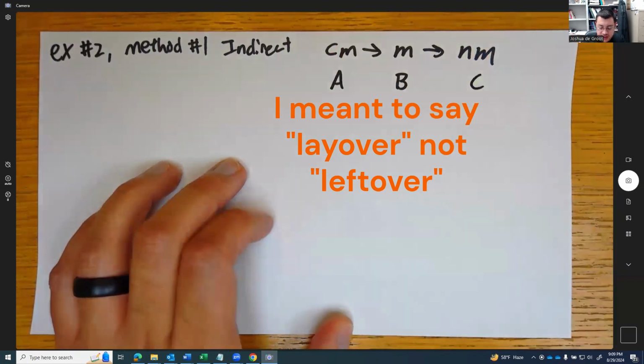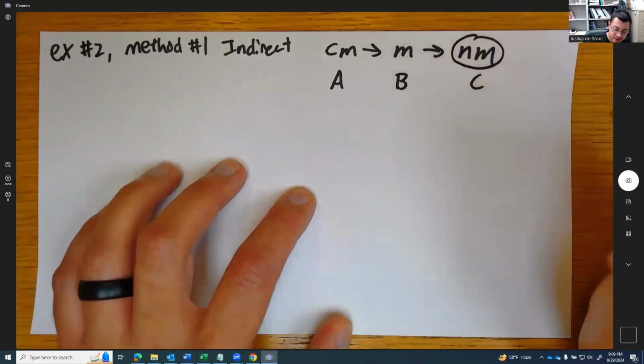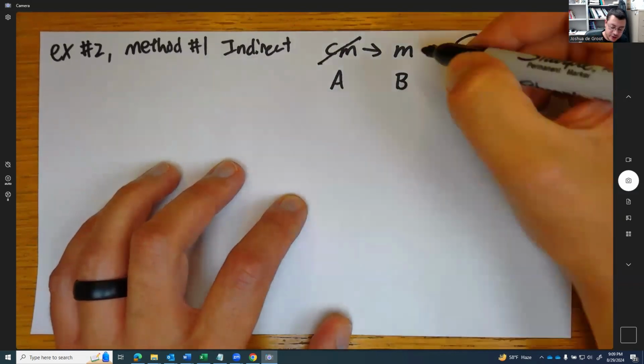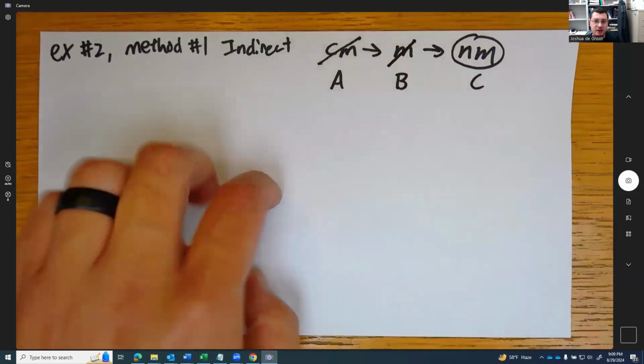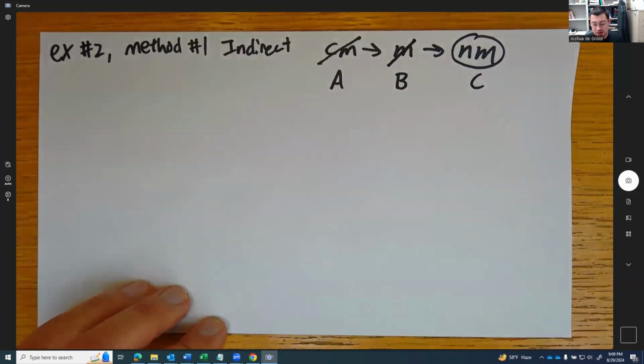Okay. So we want to end up with nanometers, which means as we're doing this, we're going to cancel the original unit we start out with, the centimeters, and we're also going to cancel this intermediate unit of the meters. We don't want to end up with either of them. We only want the unit that we want. Okay. All right, so let's do it.